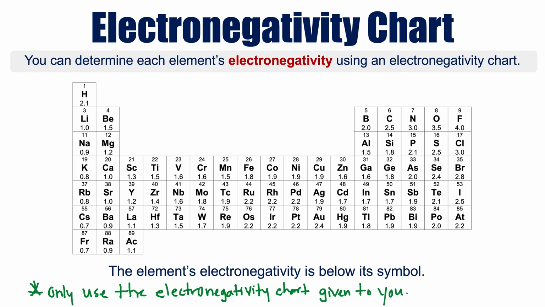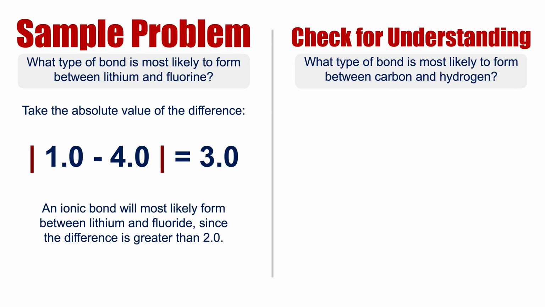On the electronegativity chart, below each element's symbol is its electronegativity value. Notice how there are no noble gases. Noble gases generally don't want to form chemical bonds, so we're not going to assign electronegativity values to them. To solve these types of problems, you'll take the difference in electronegativity for the two elements. Just make sure you're taking the absolute value difference, so disregard any positive or negative symbols. You're just looking for the magnitude of the difference between them. So lithium and fluorine, the difference would be 3.0. Since that's greater than 2.0, an ionic bond is generally most likely going to form.